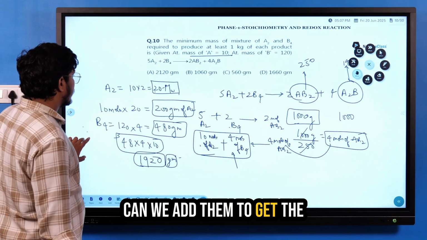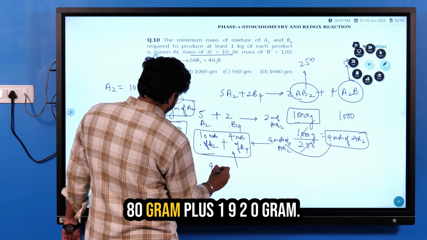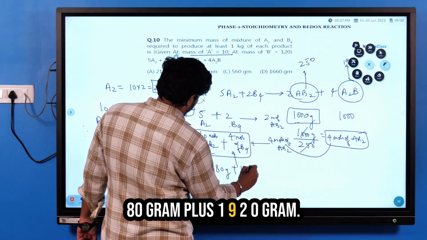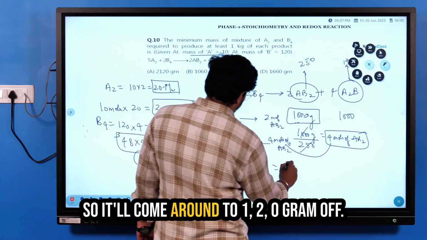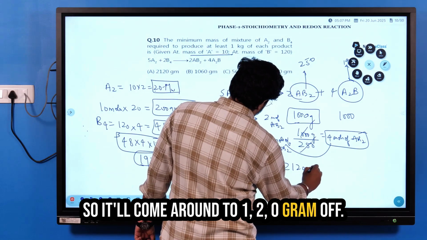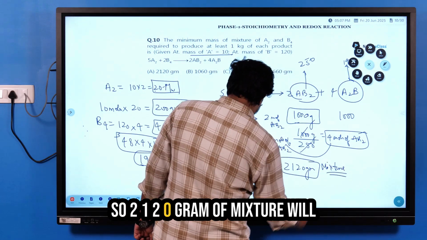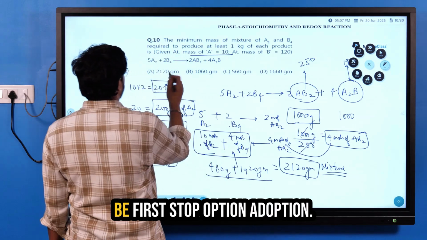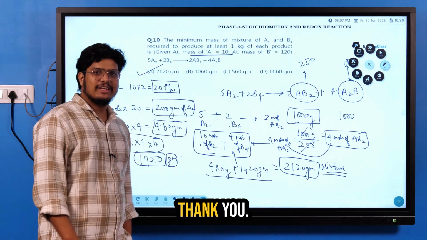Can we add them to get the total mass of mixture? Yes. Total mass of mixture will be 480 gram plus 1920 gram. So it will come around 2120 gram of mixture. So 2120 gram of mixture will be the first option. A option will be the correct answer. Okay. Thank you.